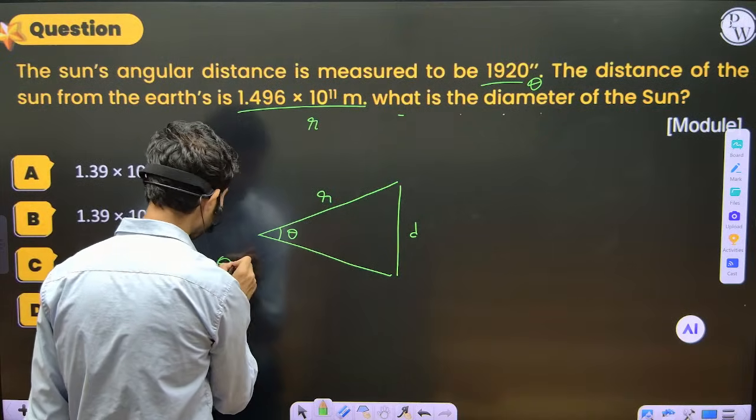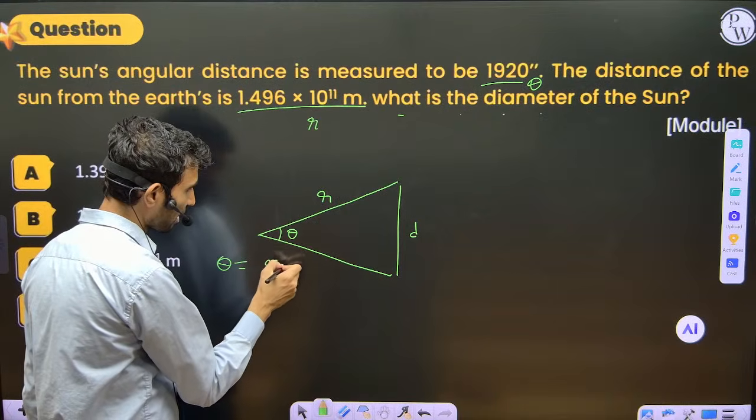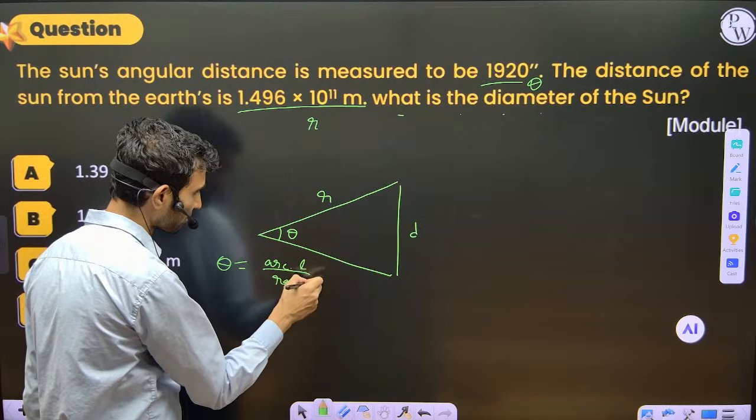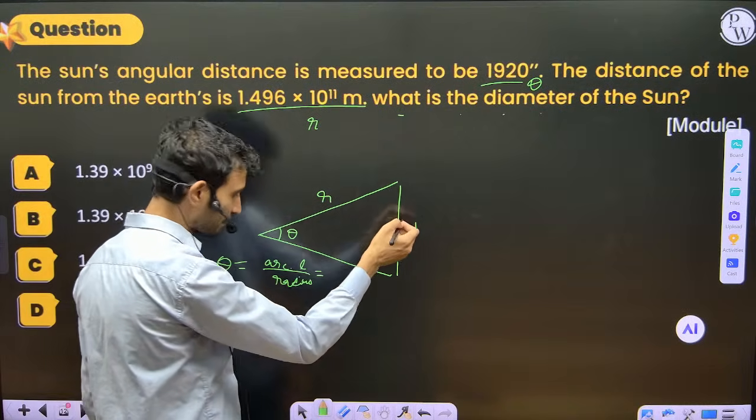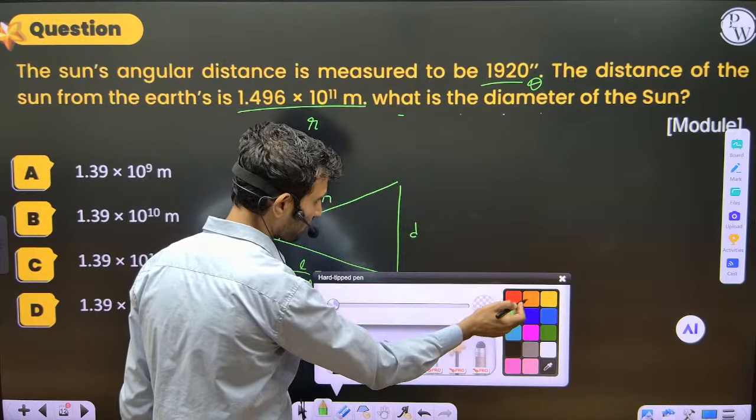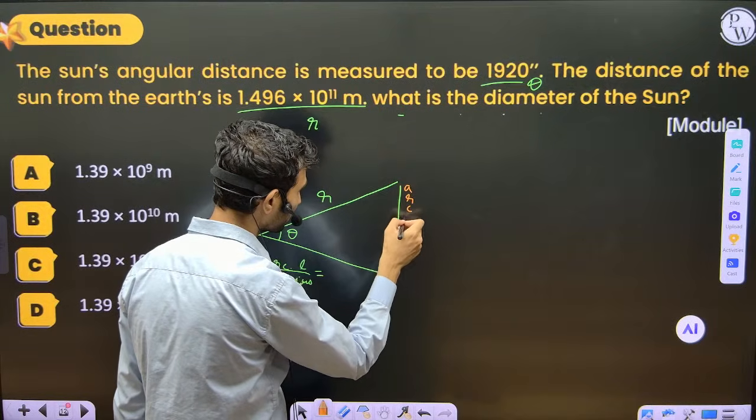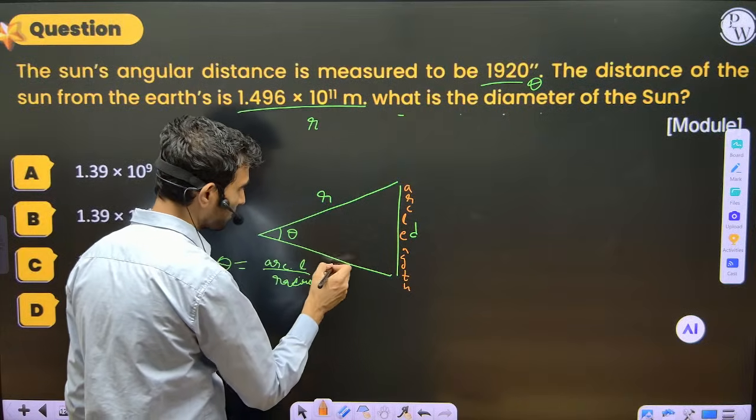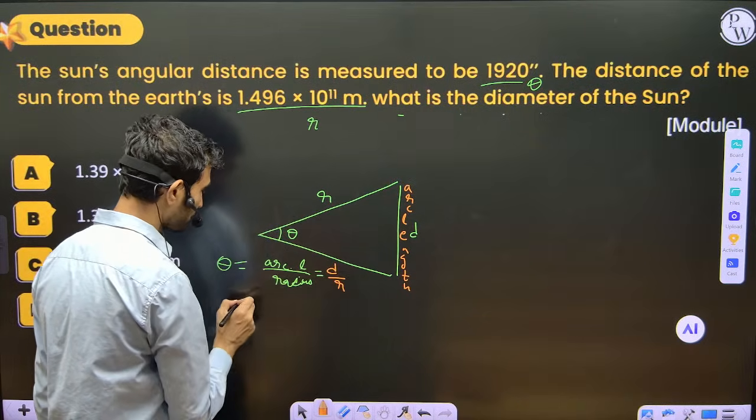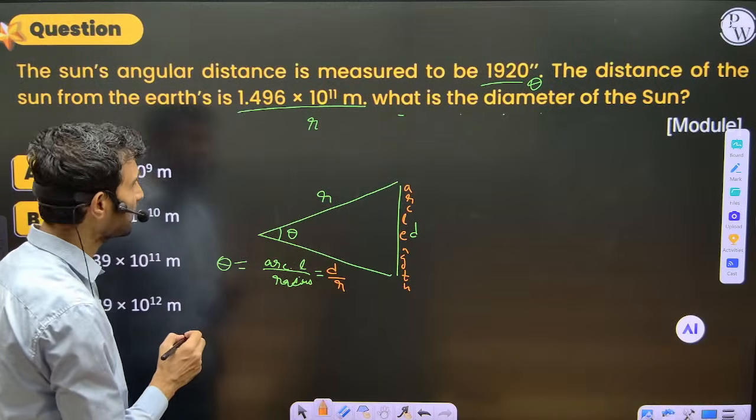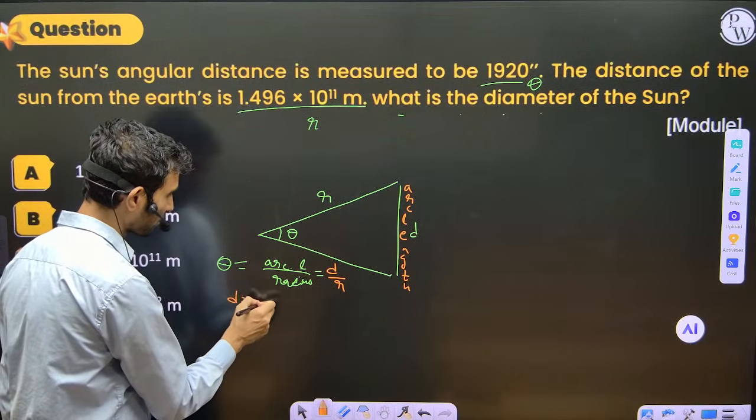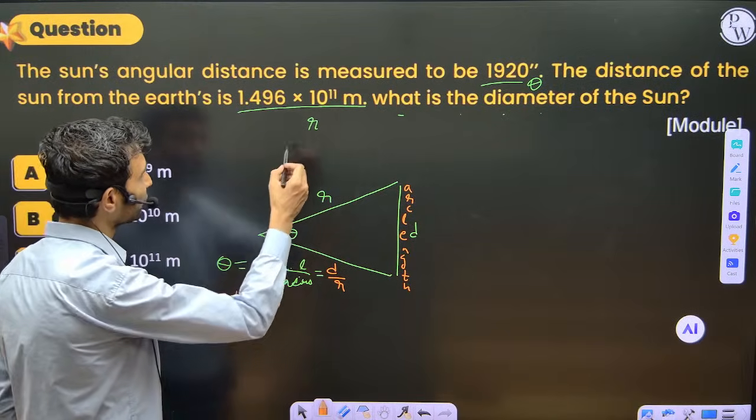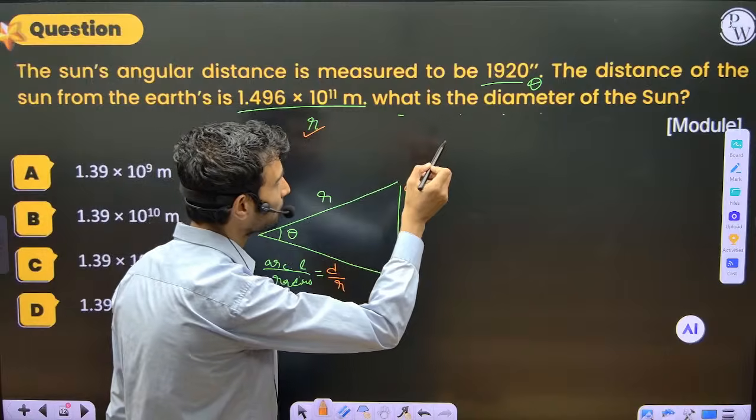And we again know theta is equal to what? Arc length upon radius. And you see, this is the arc length again, like we did in the last problem, which is d upon r. So what is the diameter you have to find out? So d is coming out to be r into theta. And r is already given to you, and theta is already given to you, right?